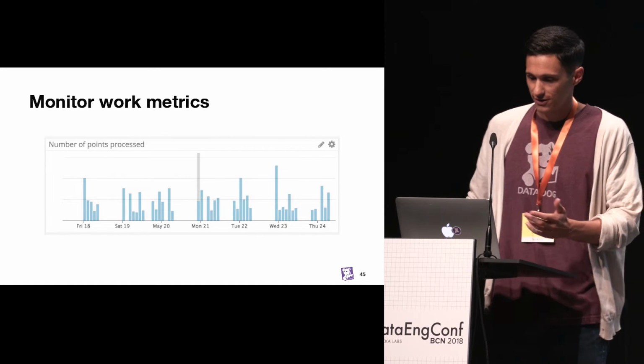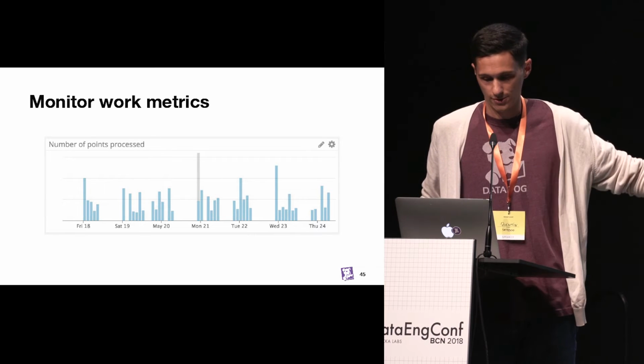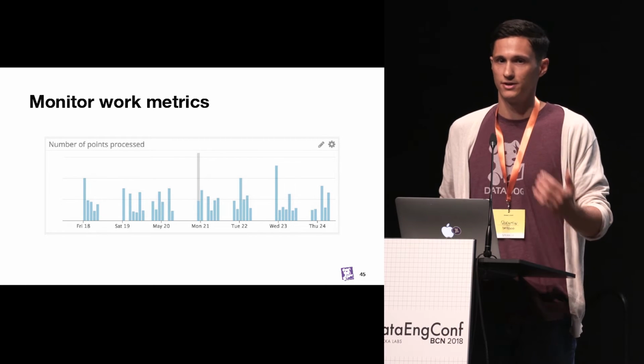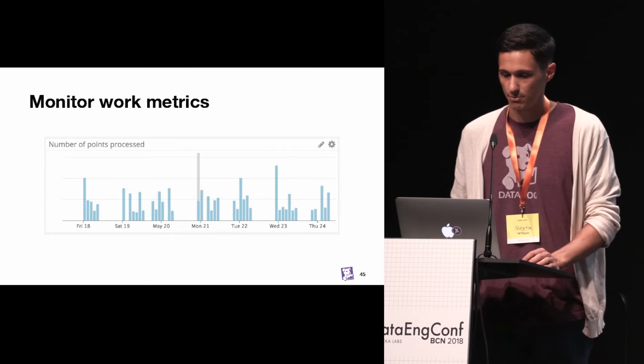So that lets us see a graph like this. So we know that if every day we're processing about 1 billion points, but then the next day we're processing only 1 million points, we know there's something wrong in that stage. So we can identify exactly where the issue happens.